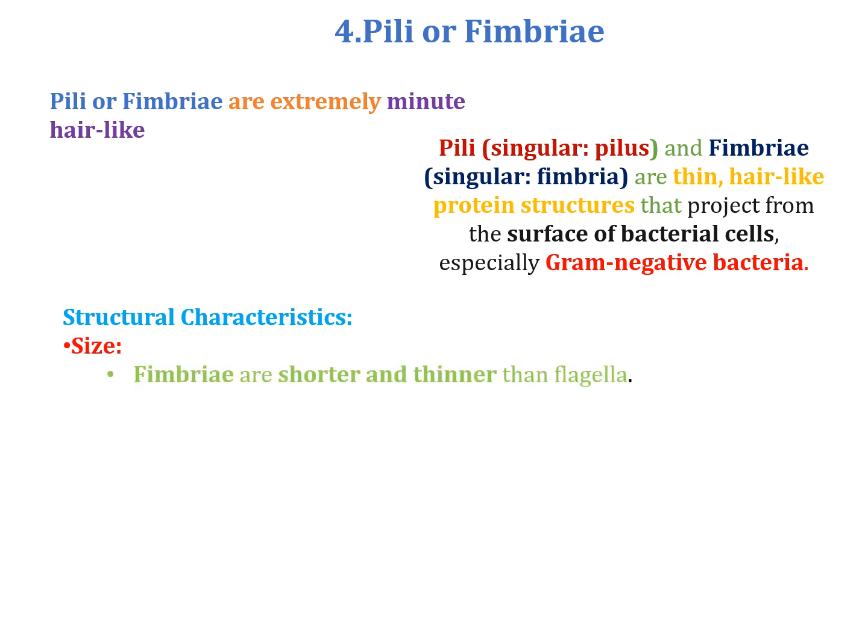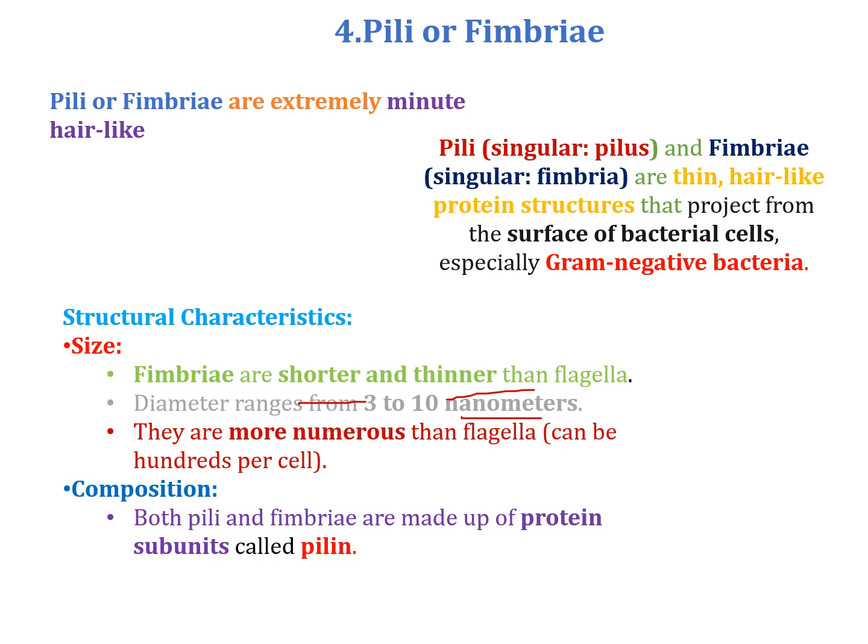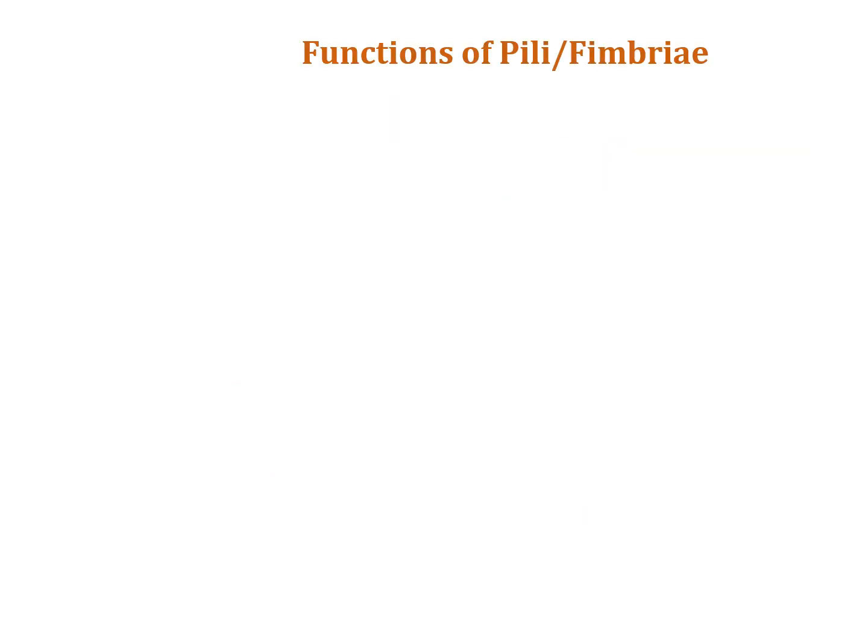Size, fimbriae are shorter and thinner than flagella. Okay, diameter ranges from 3 to 10 nanometer. They are more numerous than flagella, can be 100 per cell. Composition, both pili and fimbriae are made up of protein, that is pilin. Okay, subunit of pilin. Unlike flagella, they are non-helical and non-motile. Okay, pili are non-motile.